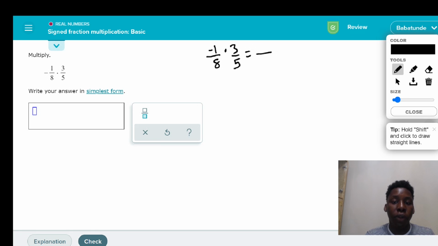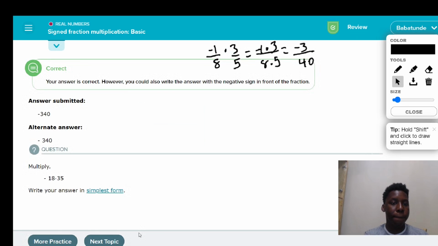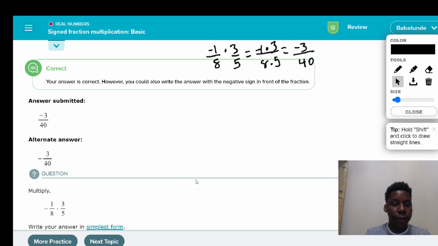To put that out, all we have to do is multiply the top side divided by the bottom side. So this is -1 times 3 divided by 8 times 5. This equals -1 times 3, -3, then 8 times 5 equals 40. So let's check that out: -3 over 40. Okay, so let's do more practice.